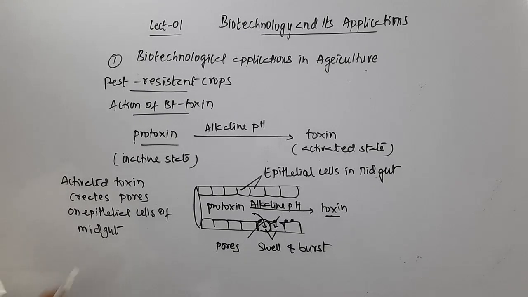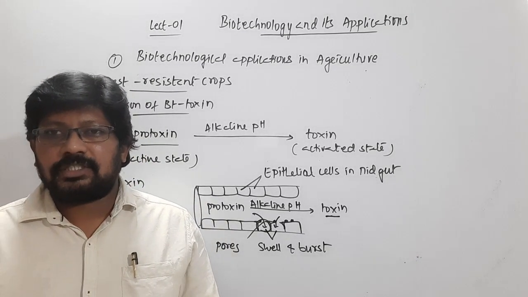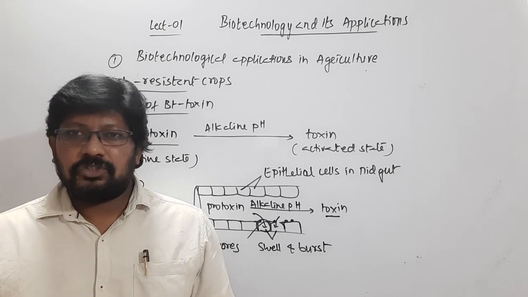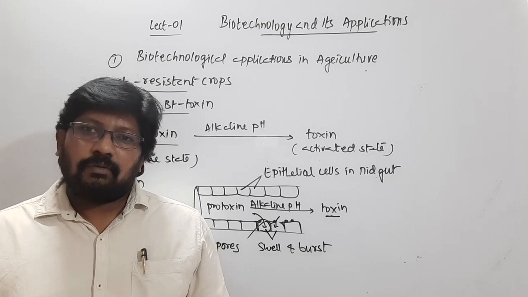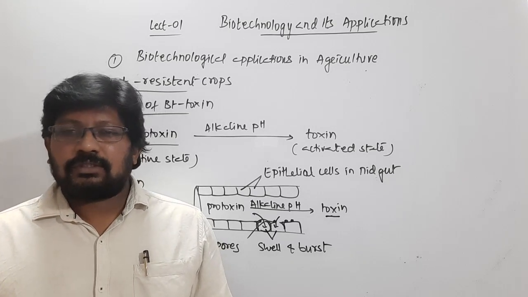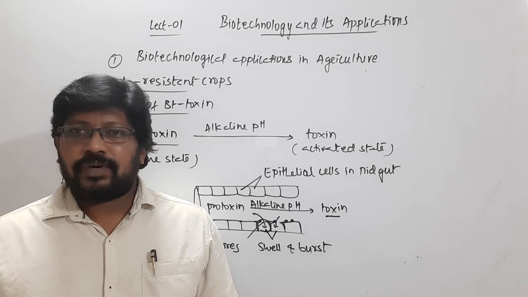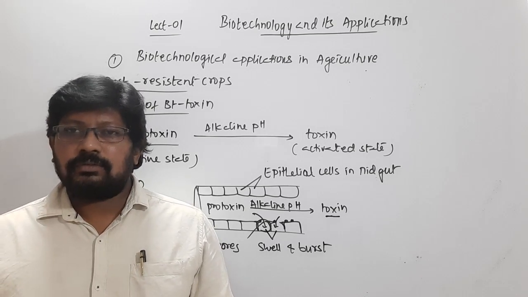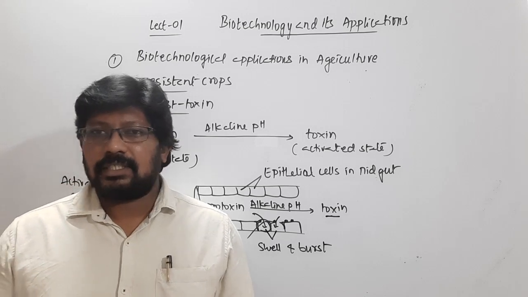So this is how the action of bt toxin takes place, right? So now this is not the only method of creating pest resistant crops, by transferring the bt toxin gene and making the plants pest resistant. Now there is one more method, it's called RNAi. So RNA interference is another mechanism that we use to develop pest resistant crops. So that part I'll be discussing in the next session.